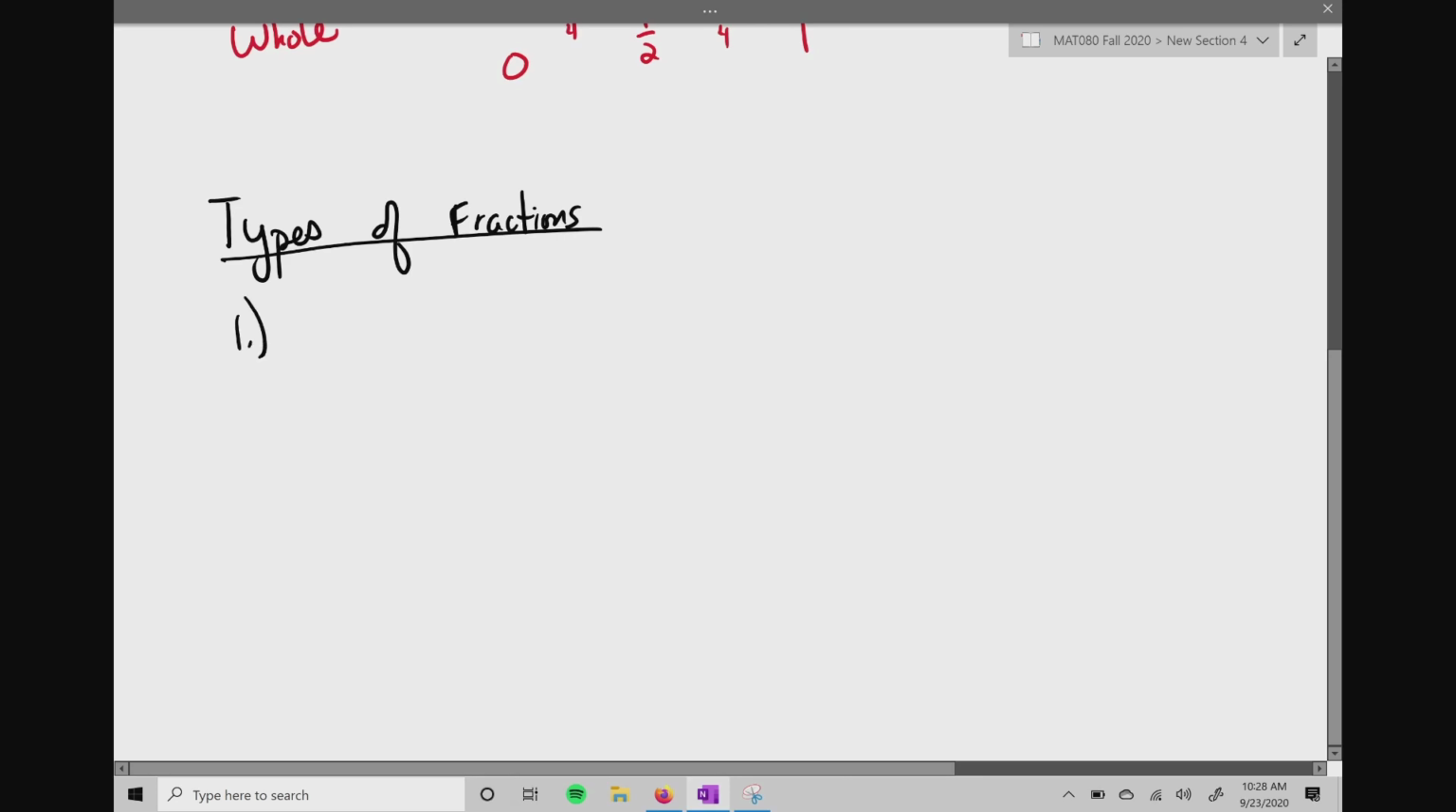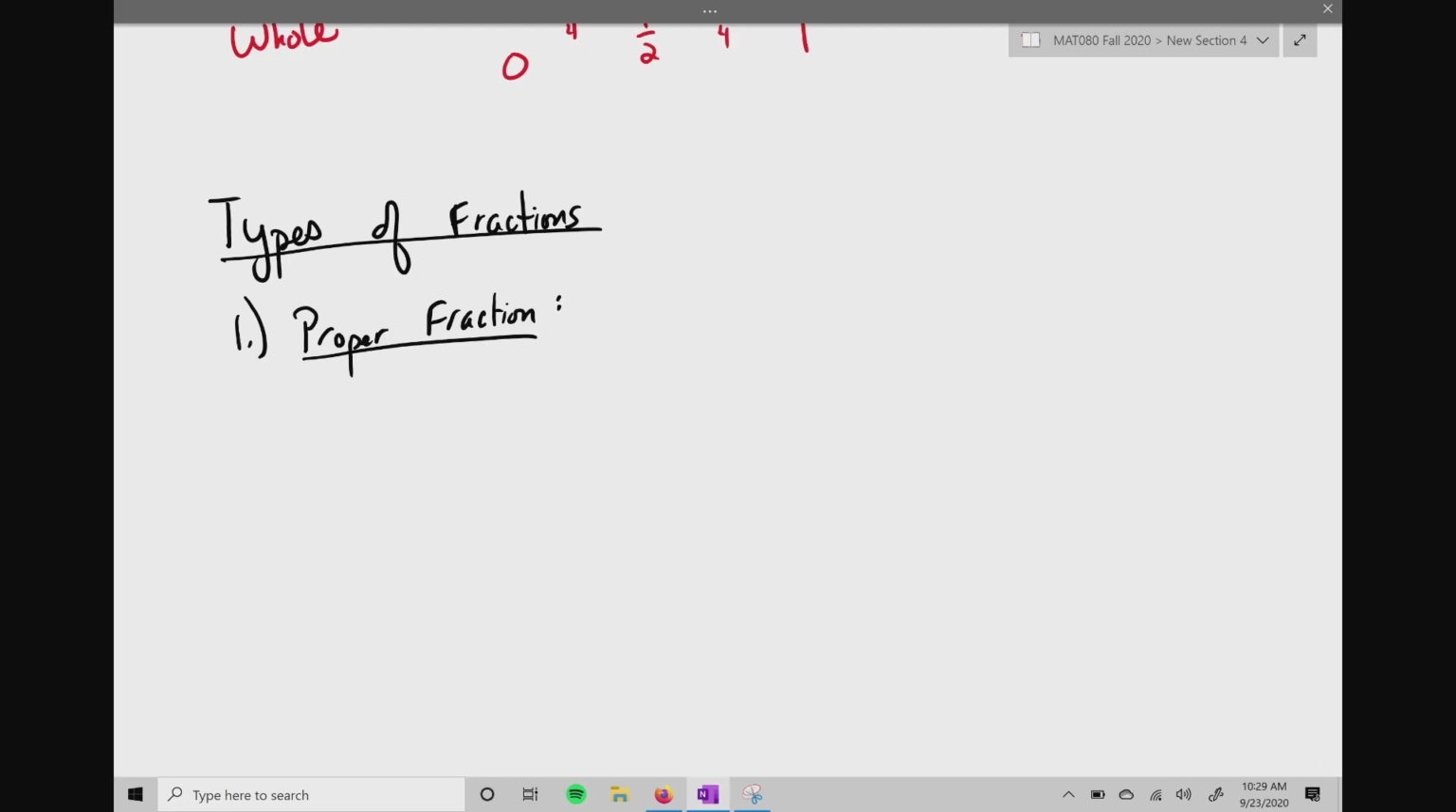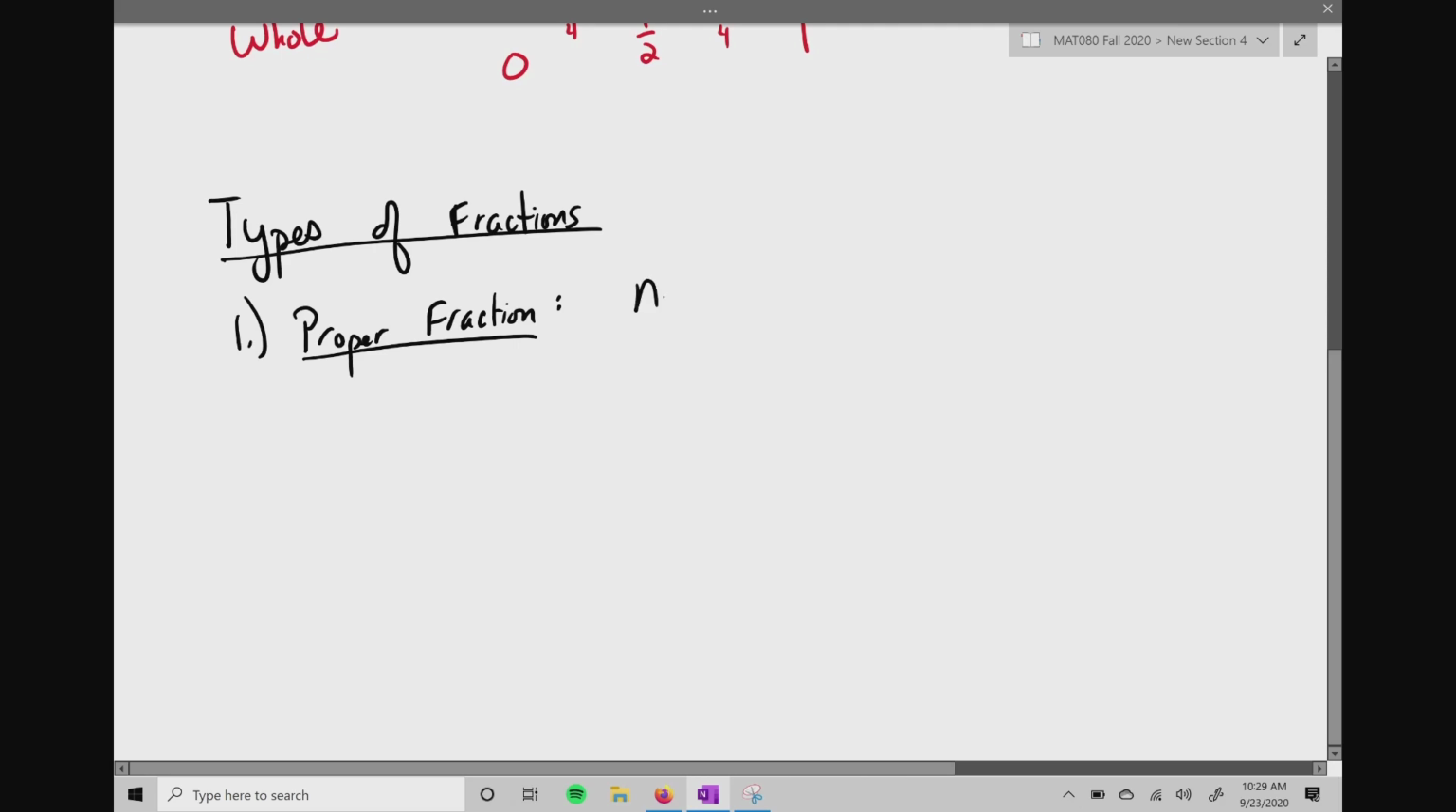The first type is called a proper fraction. And it's proper because it dresses nice and it always gives you a compliment. Not really. It's proper because the numerator is smaller than the denominator.